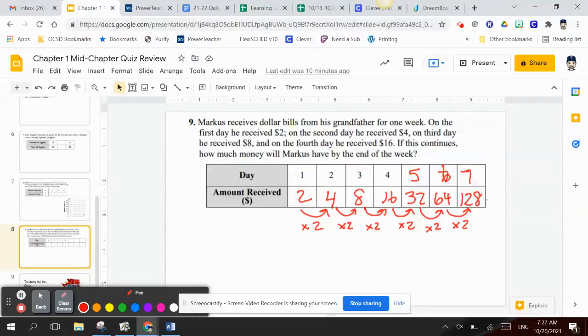But that's not the answer to the question. The question is, how much money will he have by the end of the week? So here I have to add all these numbers together. And when I add all these numbers together, I get $254 is how much he received at the end of the week.